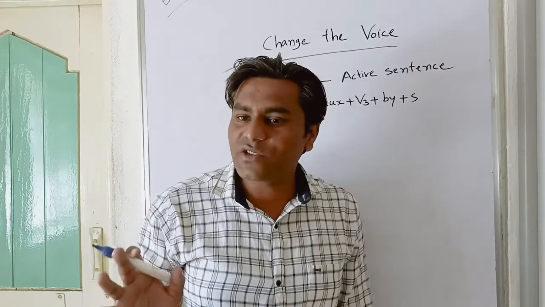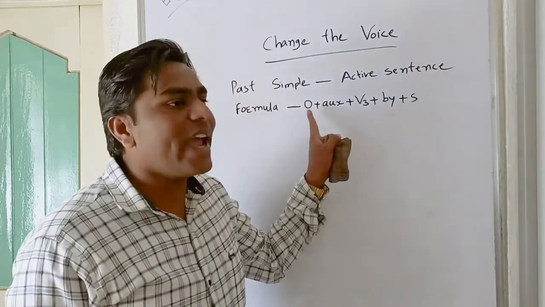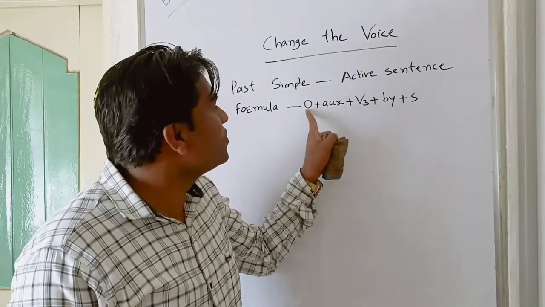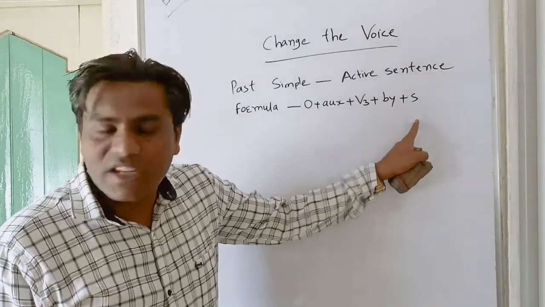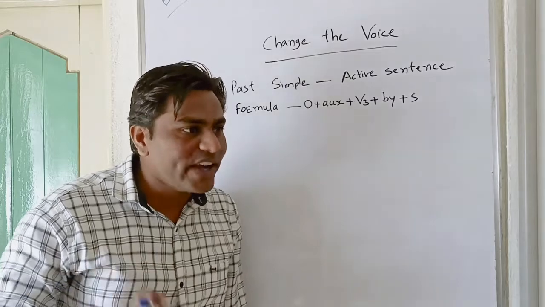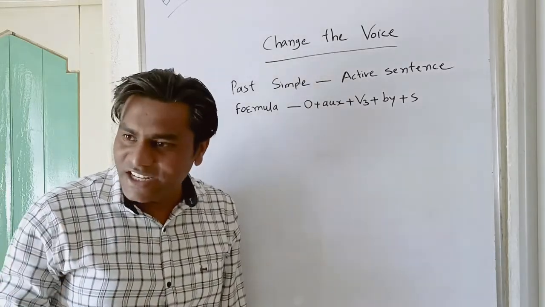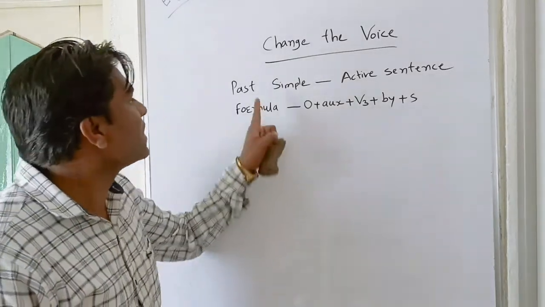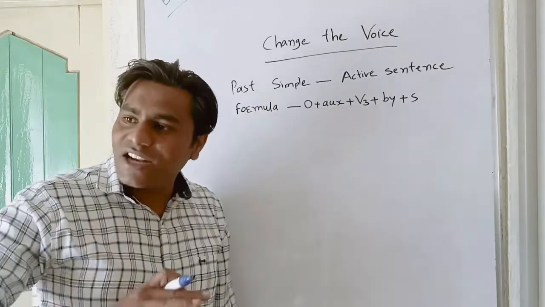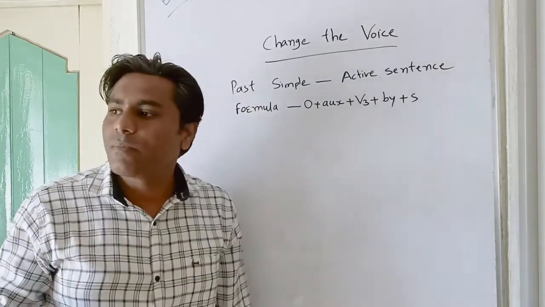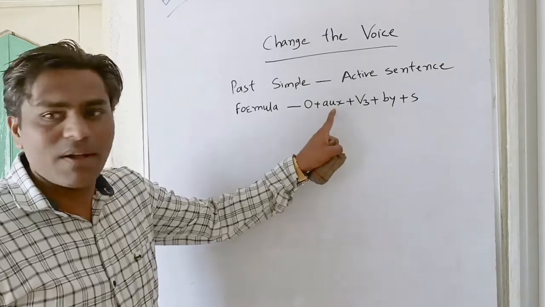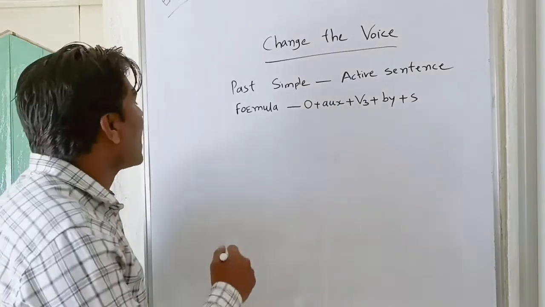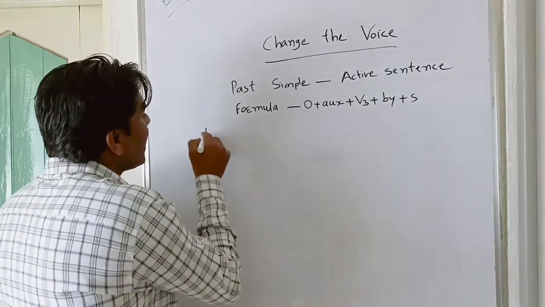Getting? Yes. What is the passive sentence? When we see the action flows from the object towards the subject, we call it the passive voice or passive sentence. And today we are learning how the simple past tense can be changed into the passive voice through the formula. Here is the formula. Okay, I'll give you one example here.